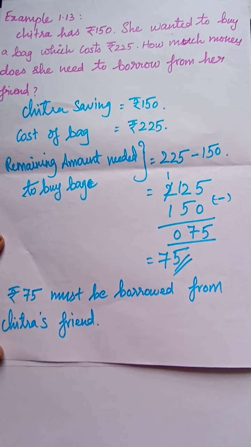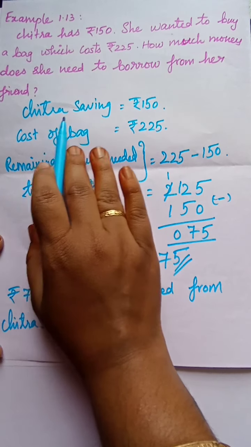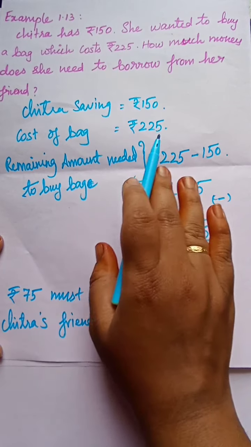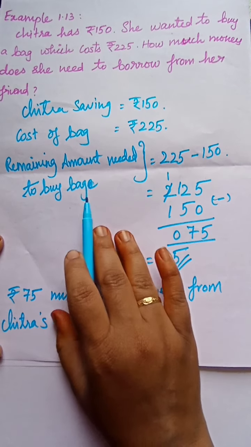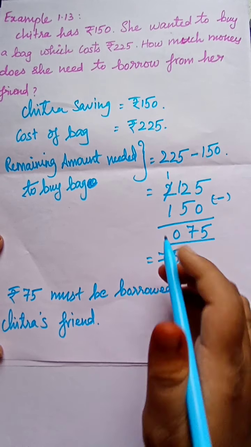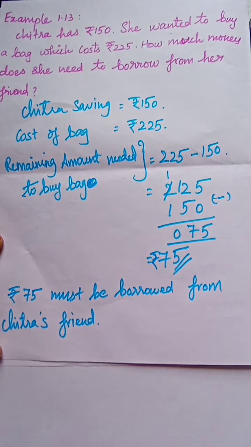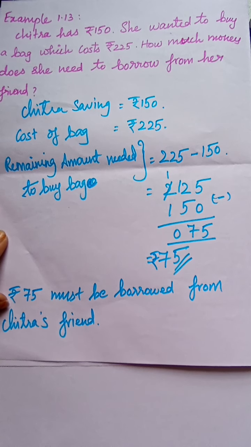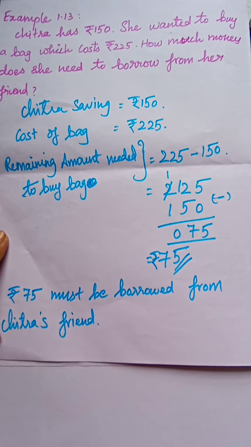For that only, we first wrote Chitra's savings, then the cost of the bag, then the remaining amount needed to buy the bag. By that only we can say that rupees 75 must be borrowed from Chitra's friend. Clear? It's a very simple format.